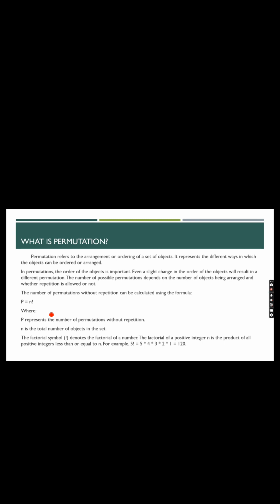Let's move to the first topic we will discuss. Permutation with repetition. A permutation with repetition is a way to arrange or order a set of objects where some of the objects are identical. In other words, it is a permutation where there are repeated elements.